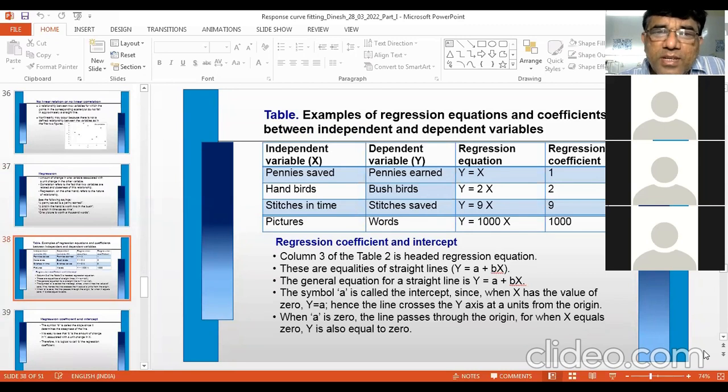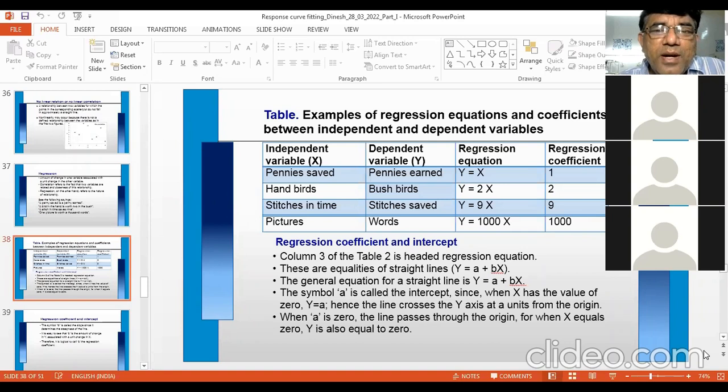Example of regression equations and coefficient between independent and dependent variable. The independent variable is, for example, penny saved. The dependent variable is your pennies earned. And the regression equation, the relationship, is y is equal to x. One penny saved, one penny earned. So y is equal to 1 into x. Actually, it is 1 into x. So 1 is your regression coefficient. It is a function. If you remember, y is equal to f(x). So 1 is your f.